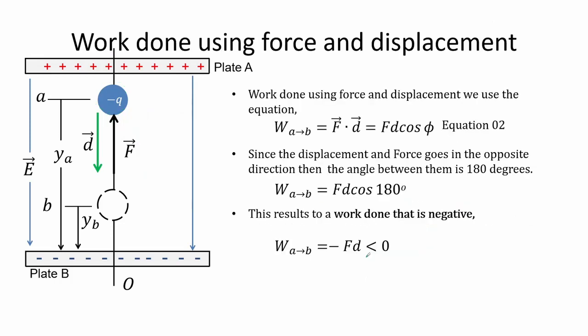Here we solve work using the force and displacement vectors. Using equation 2, we see that the displacement and force go in the opposing direction, thus the angle between them is 180 degrees. This will result in a negative value. So the work done in moving a negative charge from a positive plate towards a negative plate is negative.